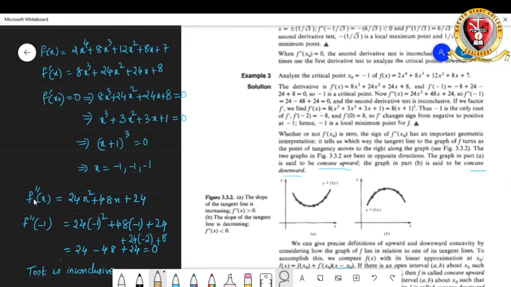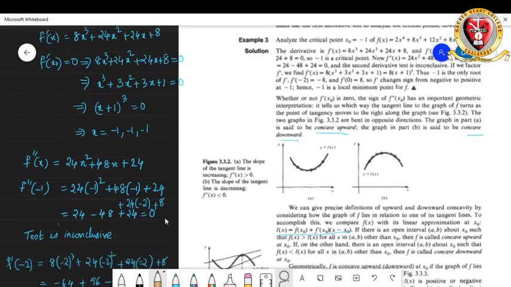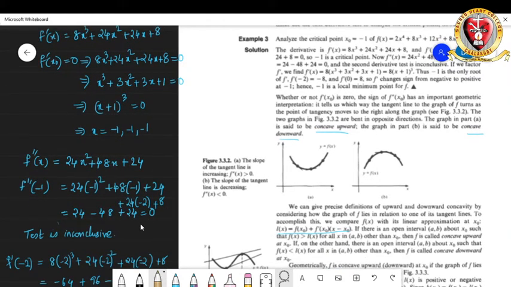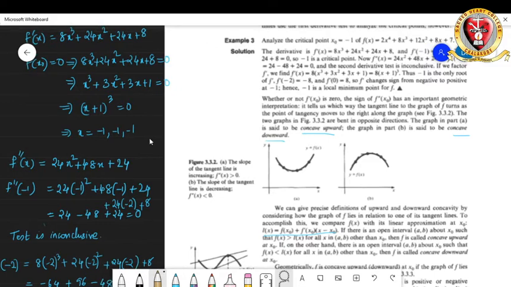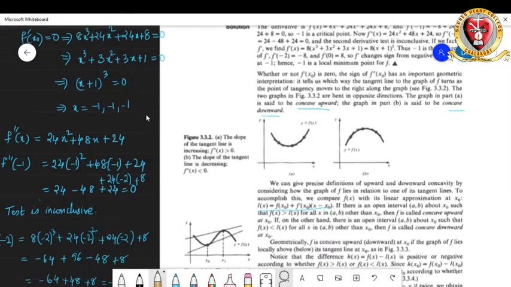Next you calculate f double dash of x. You get 24x square plus 48x plus 24 as f double dash of x. Then you put the critical point inside this f double dash of x. So f double dash of minus 1 is calculated. You get that to be equal to 0. So you cannot conclude here because the test cannot be used here, because f double dash of minus 1 is equal to 0. So how will we manage?